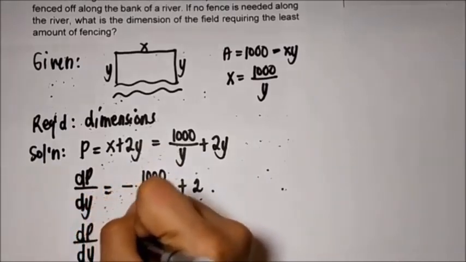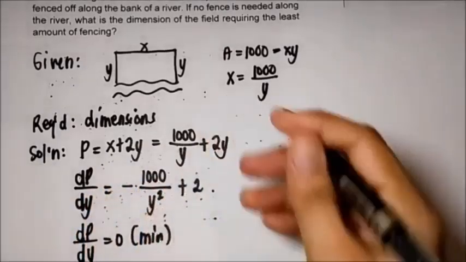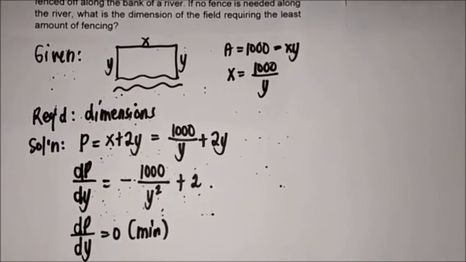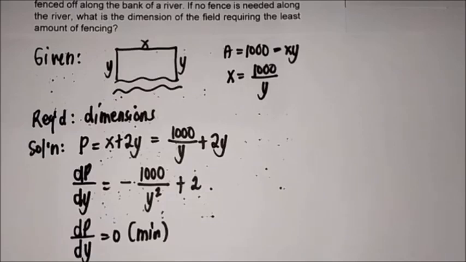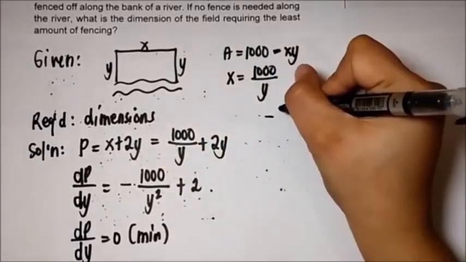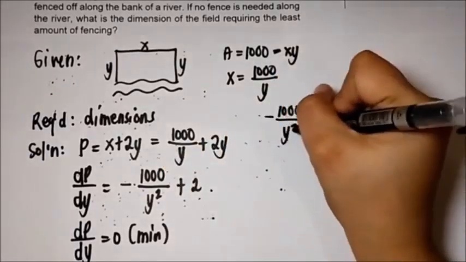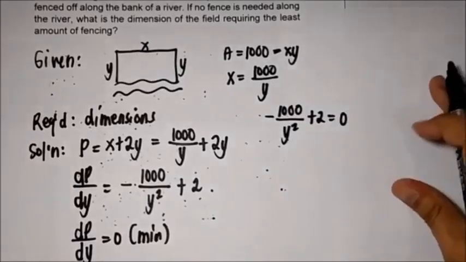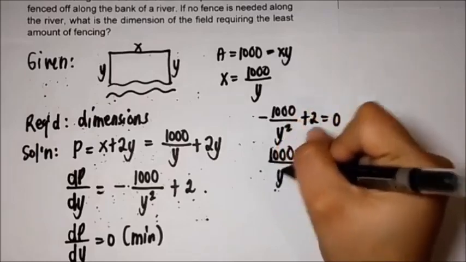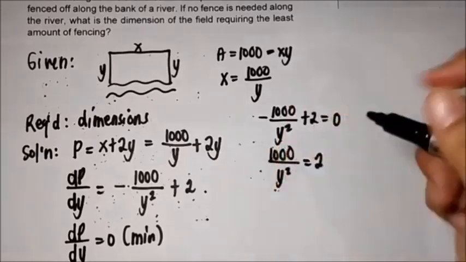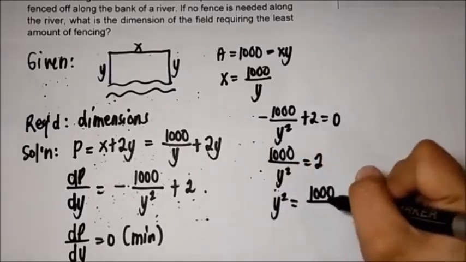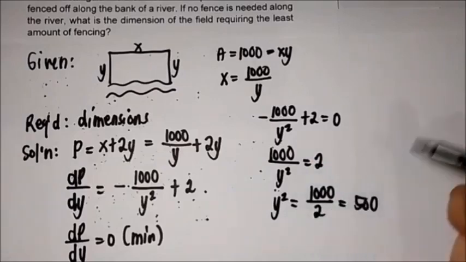So dp over dy now is equal to 0 since the perimeter is minimum. Okay? So we can now substitute the value of dp over dy and then equate that to 0. So this is the value. Negative 1,000 over y squared plus 2 equals 0. Transpose that one. So we have 1,000 over y squared equals positive 2, and then transpose. So we now have y squared, which is 1,000 over 2 or 500.